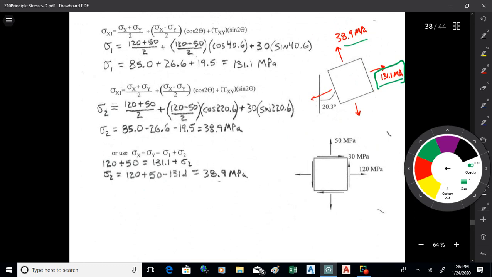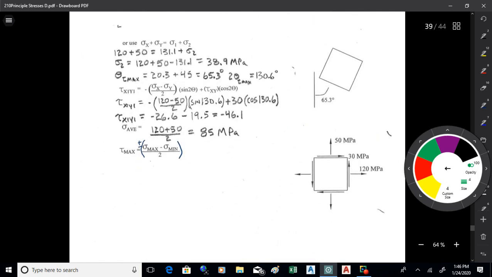Now, if we want to know what shear to design for, we can find tau max in plane. We find the angle for tau max first. 20.3 plus 45 is 65.3. Double that for the angle to put in the formula, it's 130.6. Run the numbers, and you get the maximum in-plane shear stress, negative 46.1 at the 65.3 degree angle. Why don't you get that on that sketch real quick, see if you can get that drawn up. And then the average normal stress is 85. Let's take a minute and see if you can do that, and then we'll carry on and get the rest of this.